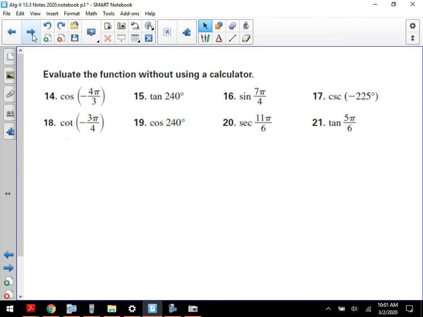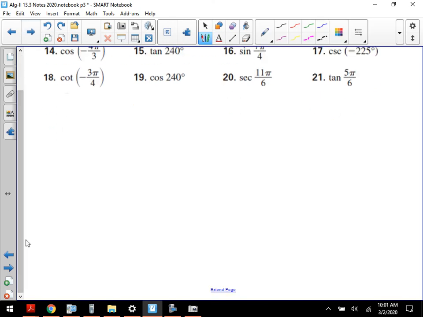So let's do 7 pi over 4. If I do sine, oh, we just did sine. Let's do cosine. Cosine of 7 pi over 4. First thing we got to figure out, what quadrant does it go to? Fourth quadrant, very good. So we know we have to go fourth quadrant.